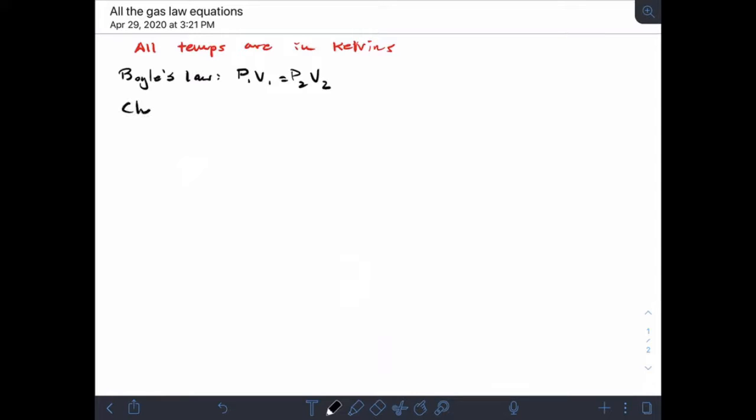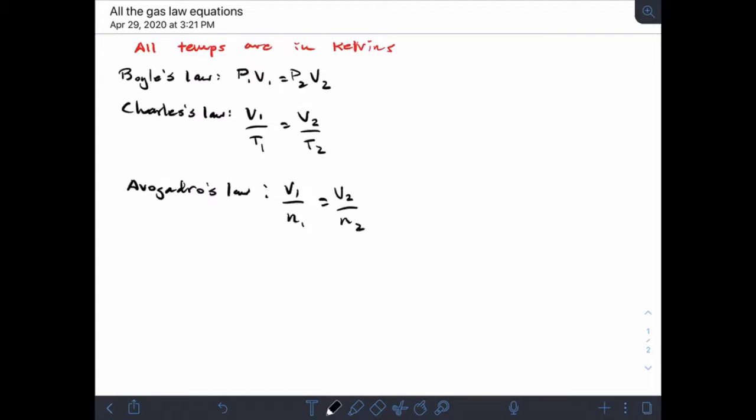Charles' law is the next one. Charles' law is V1 over T1 equals V2 over T2. So changes in volume and temperature only. Next we have Avogadro's law, and as you might expect, that one is related to moles. So we have V1 over N1 equals V2 over N2. Changes in volume and moles.